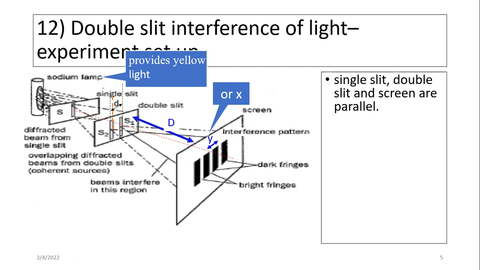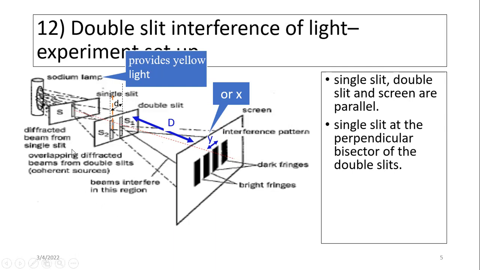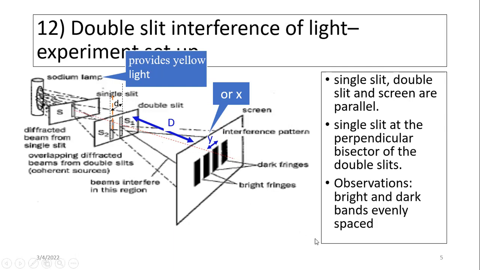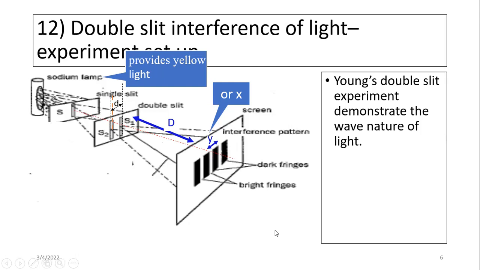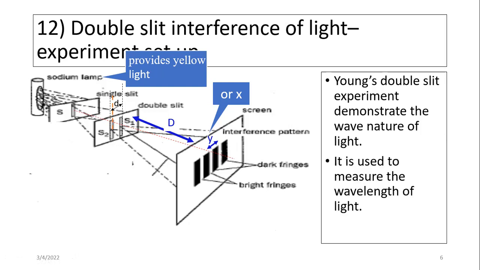Okay, so the single slit, double slit, and the screen are all parallel to each other. The single slit is at the perpendicular bisector of the double slit. So what we observe is bright and dark bands evenly spaced. Young's double slit experiment demonstrates the wave nature of light. It's used to measure the wavelength of light.